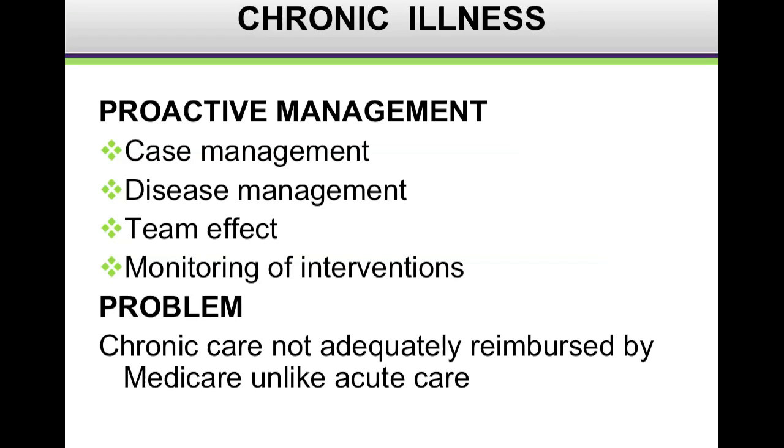The problem with chronic care, as I mentioned, is that it is not adequately reimbursed. Acute care is a very reimbursable commodity. Chronic care is not, and this is one of the major difficulties, which is surprising, given that Medicare spends 70% of its funds on dealing with chronic care.